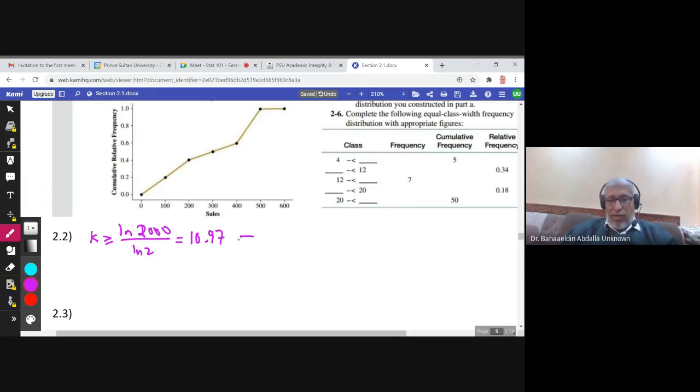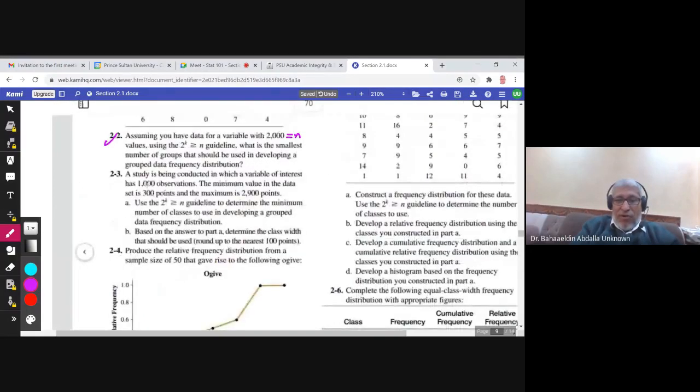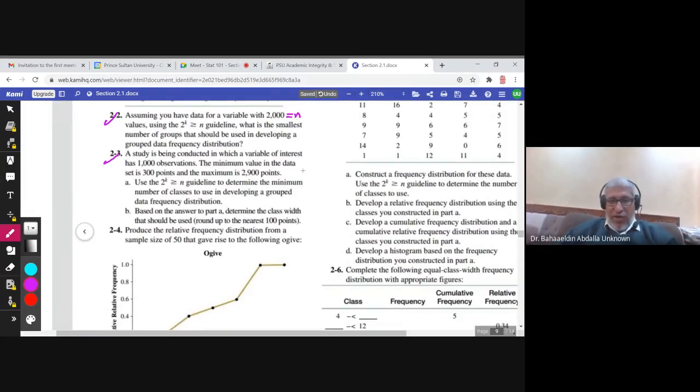So if we round this up, because k should be greater than or equal, then k would be 11. So the answer is 11. The number of classes, the smallest number of classes, is 11. Okay. 2.3. A study is being conducted in which a variable of interest has 1000 observations.